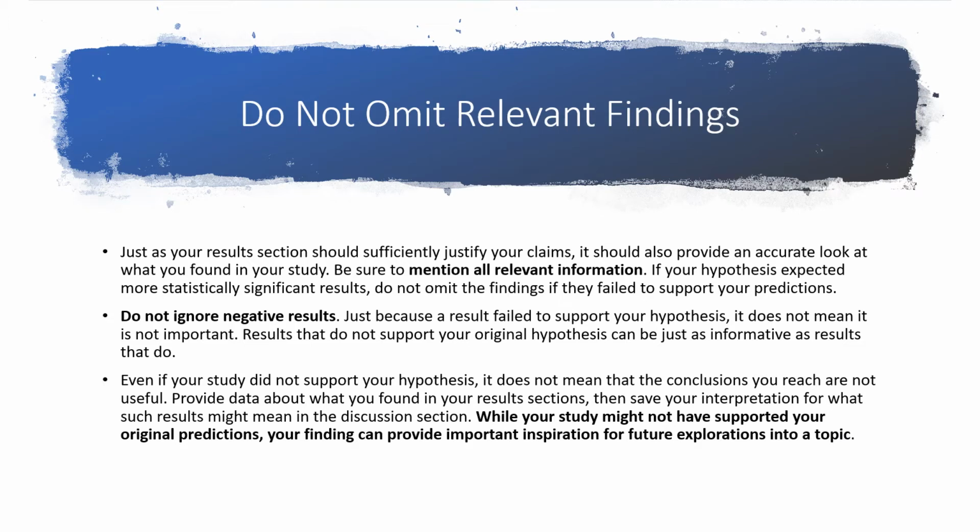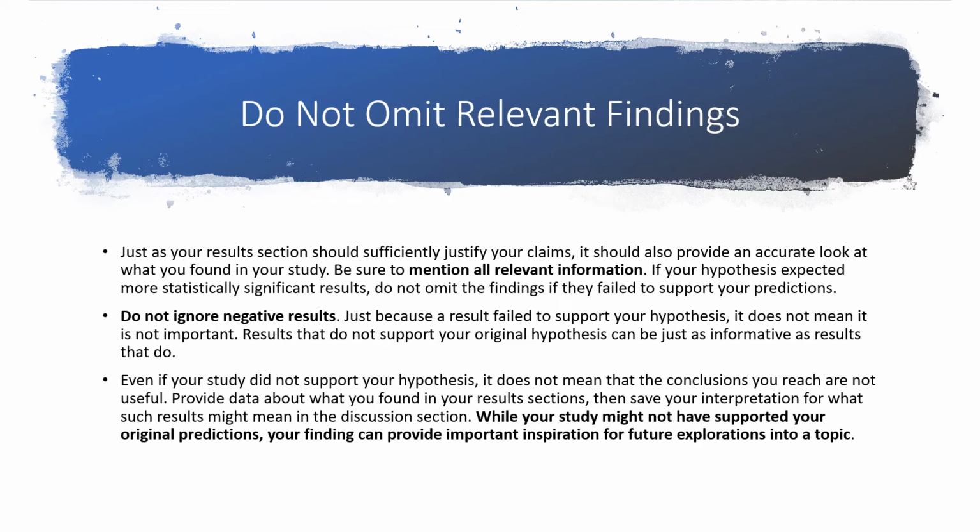But do not omit relevant findings. So just as your results section should be sufficiently justifying all of your claims, it should also provide an accurate look at what you did find in your study. So be sure to mention all relevant information. Relevant's important here, right? So if your hypothesis expected more statistically significant results, do not omit the findings if they failed to support your predictions, right?